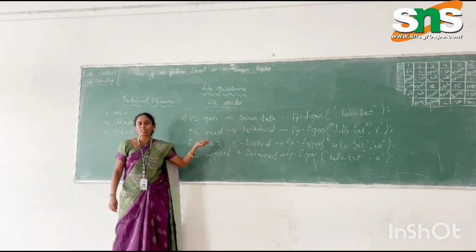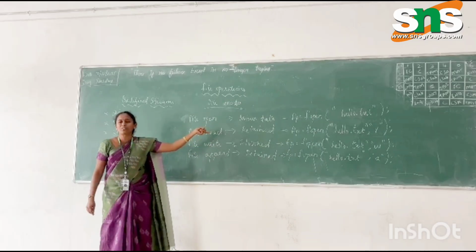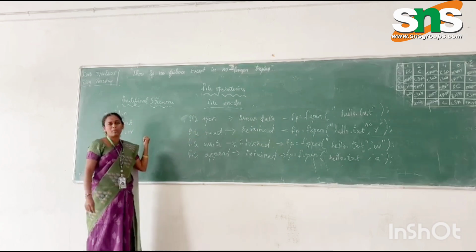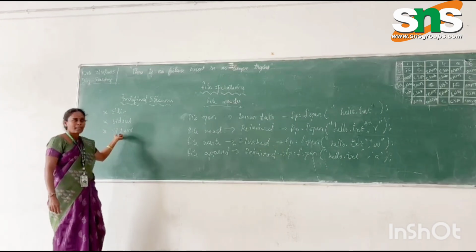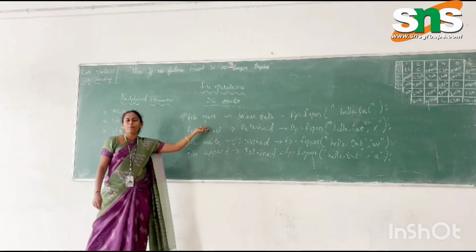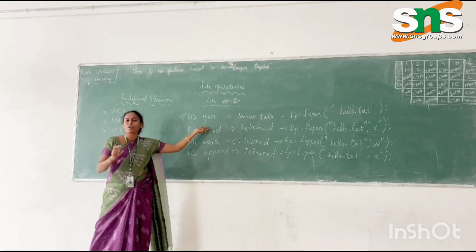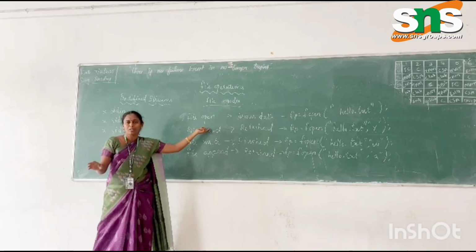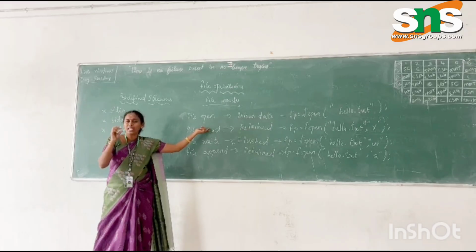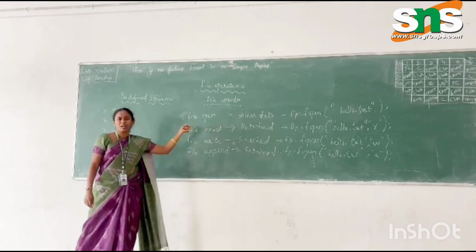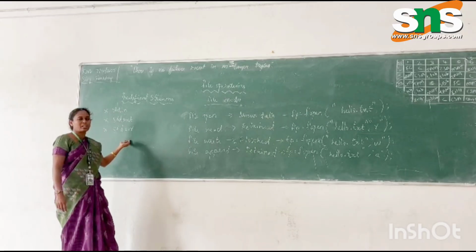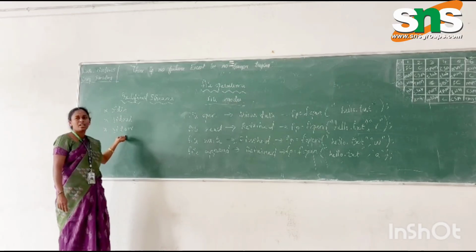If you are trying to open a non-existing file, what happens? An error may happen. That error is tackled by stderr. If there is no such file in your database or your storage space, but you are trying to open it, what happens? The error may occur. That error will be dealt with by stderr.